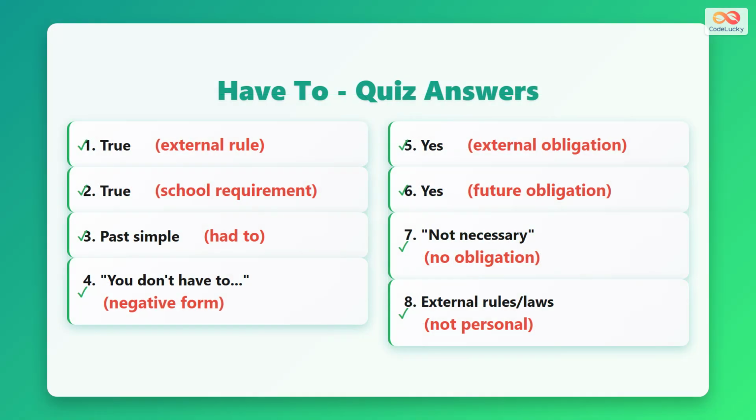Quiz answers. Question 1 is true because it is an external rule. Question 2 is true because it is a school requirement. Question 3 is past simple using had to. Question 4 negative form is you do not have to wear a uniform. Question 5 is yes, it shows external obligation.